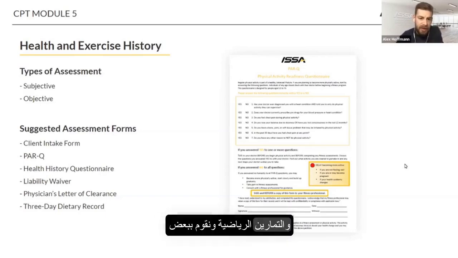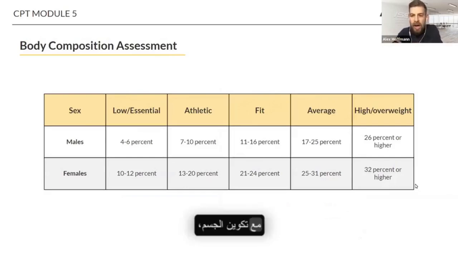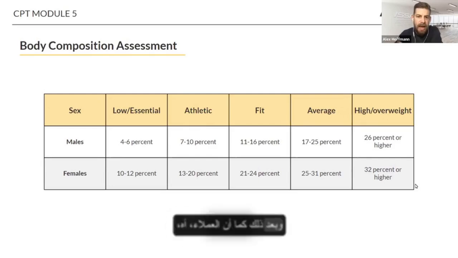Once we collect the health and exercise history and do some goal establishment, from there, we're going to move into gathering body composition for our client. With body composition, regardless of what the client's goal is, these are important measurements to gather, because these are things that can be reassessed to determine if a client is progressing throughout the program. Obviously within the textbook there's a chart where you can compare norms based on sex, and also the client's age can play a factor in that as well.